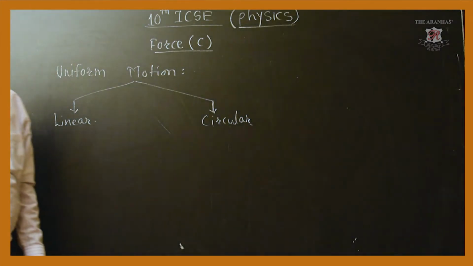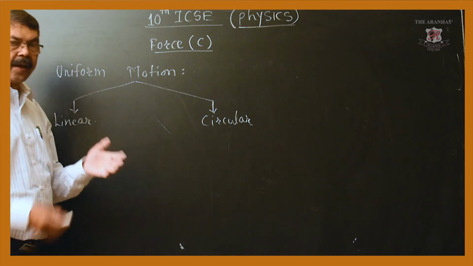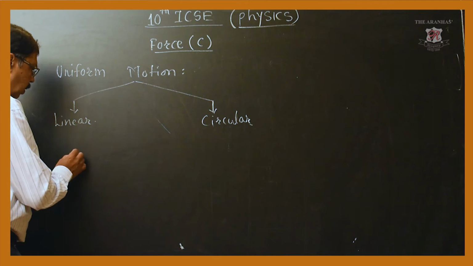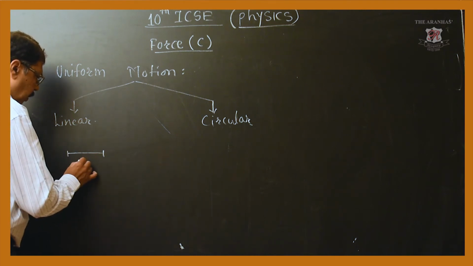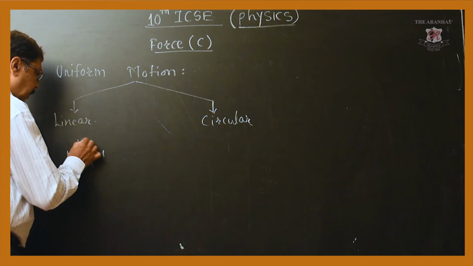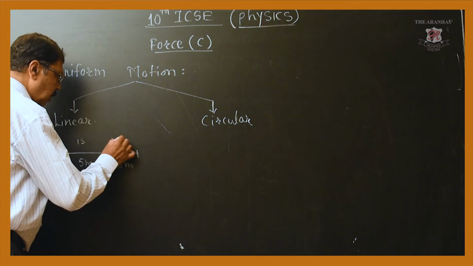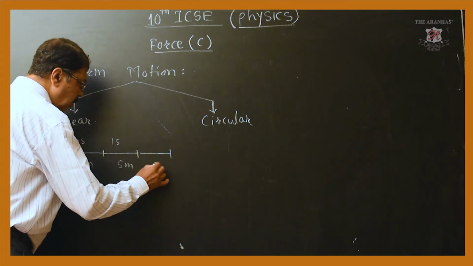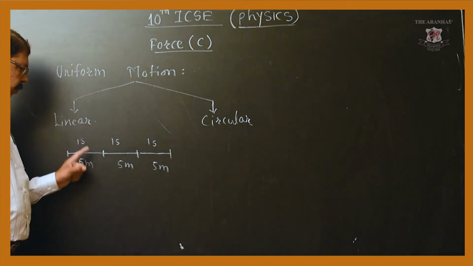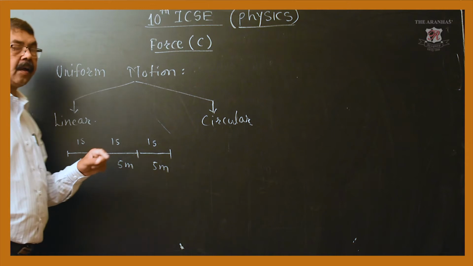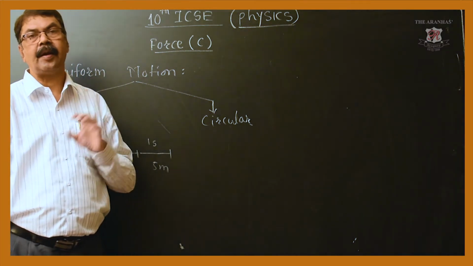So how to distinguish between these two? Linear motion is along a straight line. But when do we find a motion to be uniform? If, say, a particle starts from here, covers 5 meters in 1 second, next 5 meters in 1 second, and so on, it means the speed of the particle, 5 meters per second, remains constant. It covers equal distance in equal interval of time.